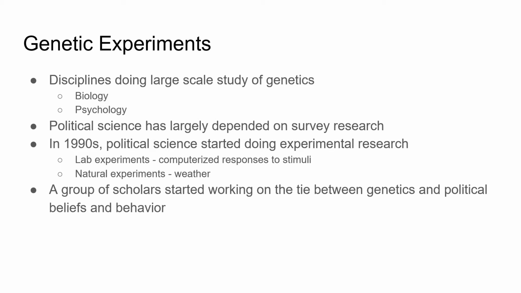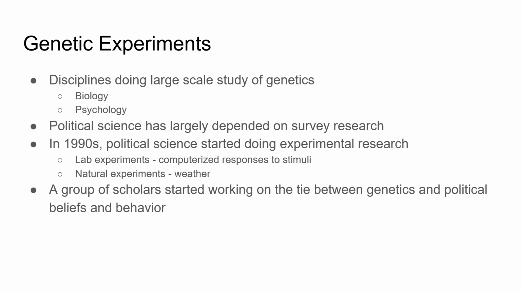But in the 1990s, there were political scientists like Hibbing who started thinking that the biology and psychology experiments were yielding enough information about behavior in general that they might be able to apply it to political behavior. And so in the 1990s, political science also started doing experiments and not just relying on surveys.